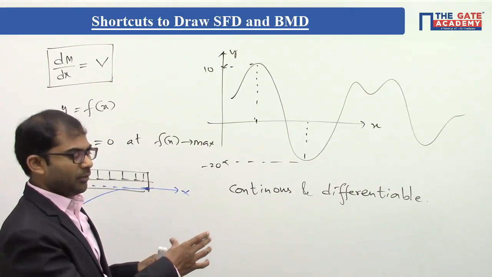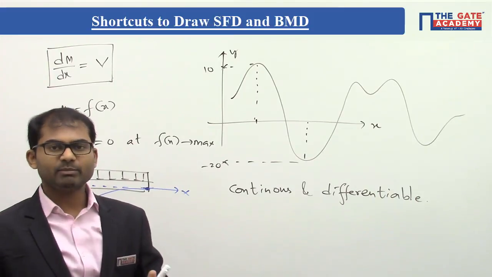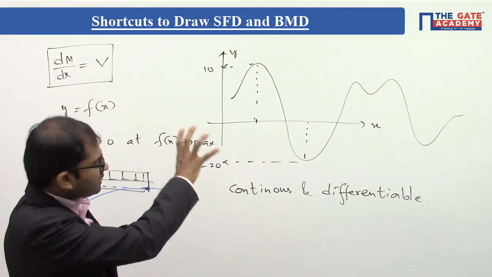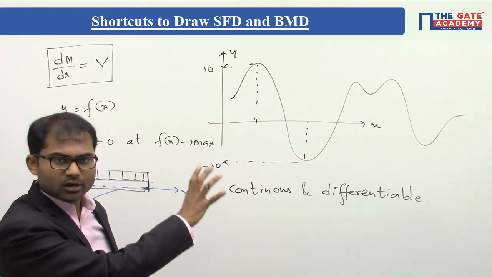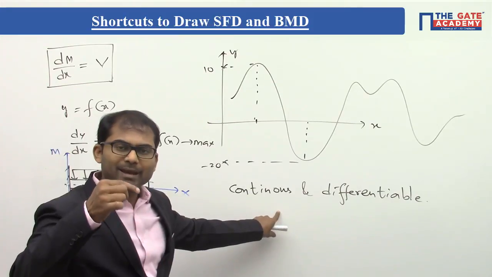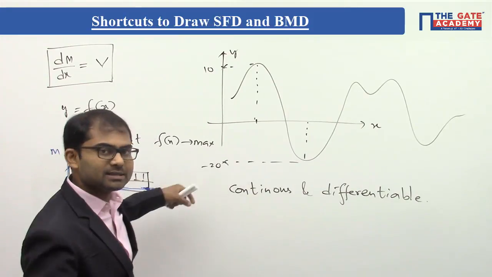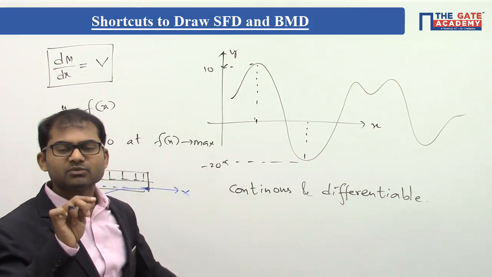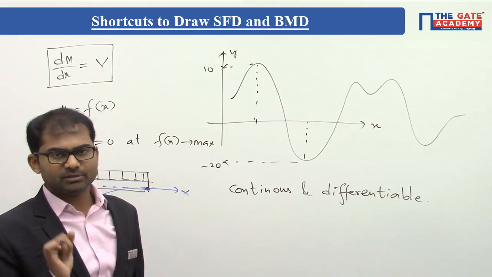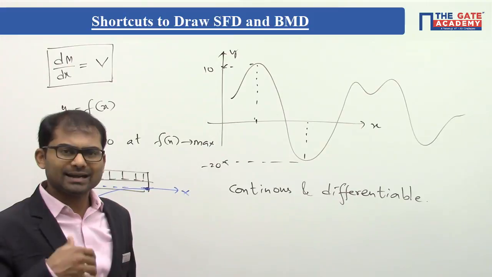But if you are using that shortcut that wherever bending moment value is maximum, shear force is equal to 0, you have to remember this background knowledge. Your bending moment diagram should be continuous and differentiable, and whatever maximum value of bending moment you get is algebraically highest, not in terms of magnitude. Understood? So kindly keep this in mind. Let's go with another shortcut.